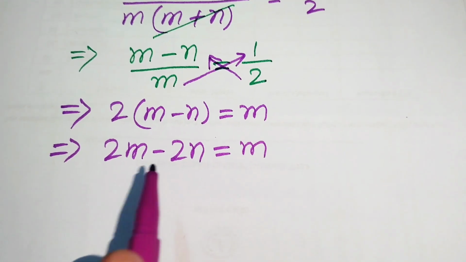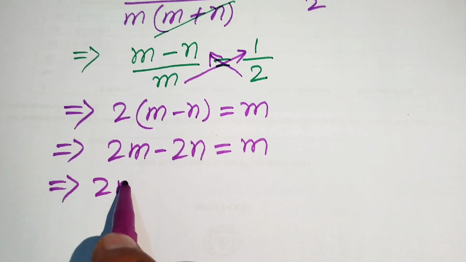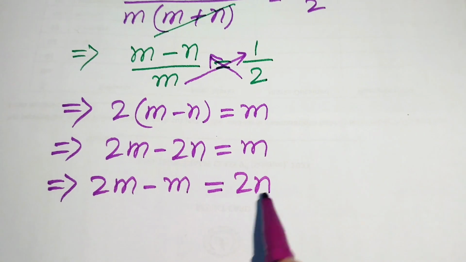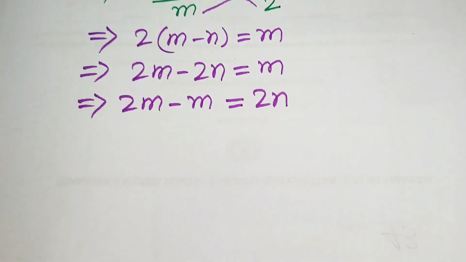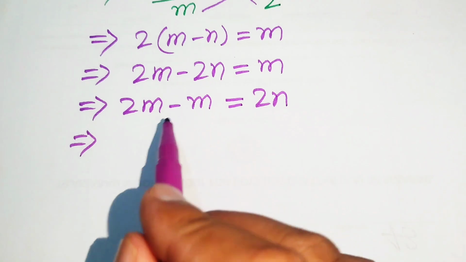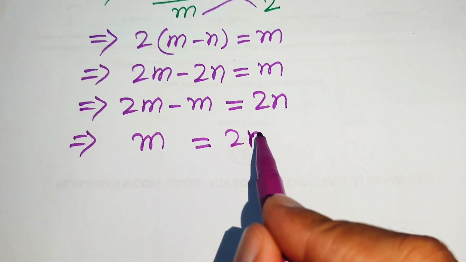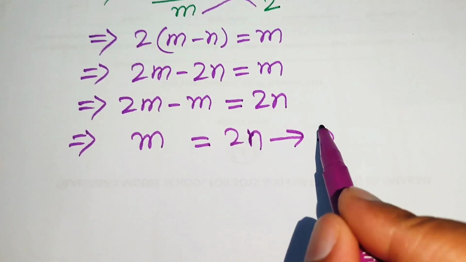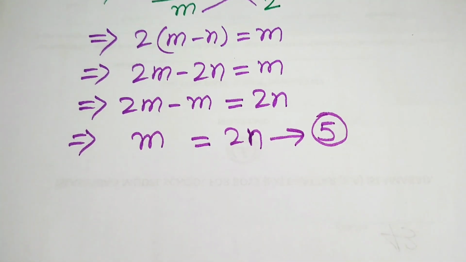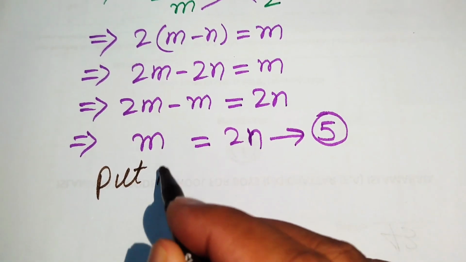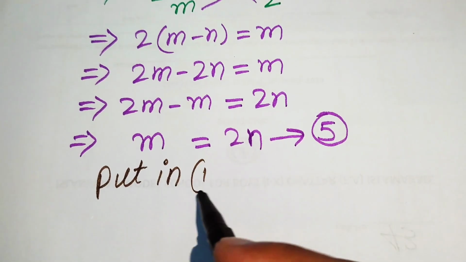And here we move this plus m to the left hand side, and it is written as 2m minus m, and we move this minus 2n to the right hand side, and it is written in the positive form. So here 2m minus m becomes m, and this is our 2n. And now we call this our equation number 5. Okay, so here we substitute this value of m in equation number 1, and we solve our equation number 1 for the variable n.